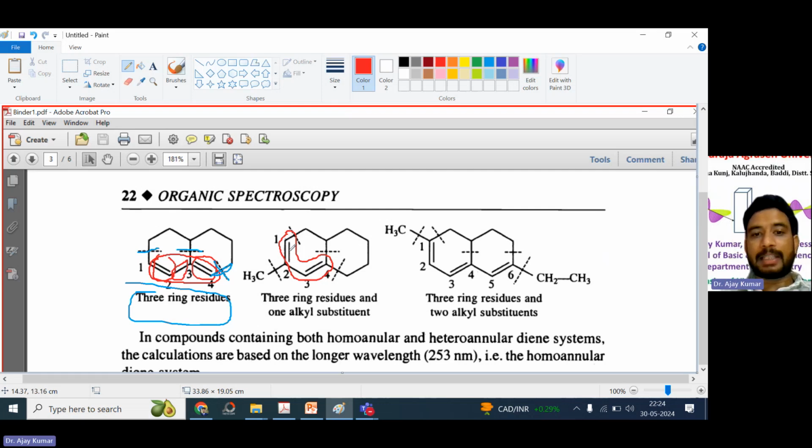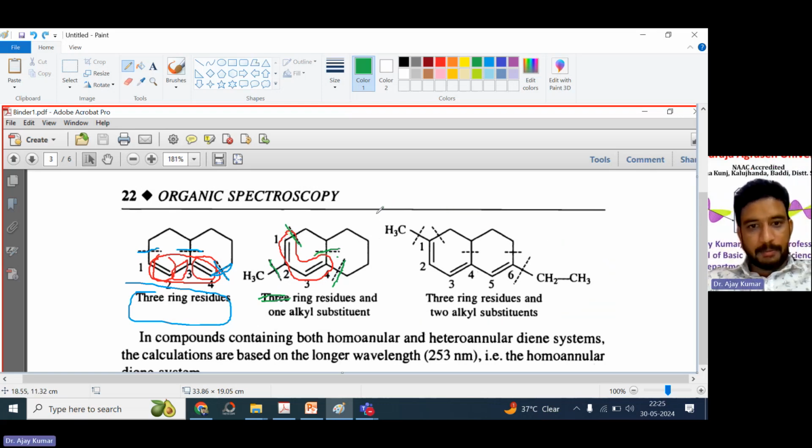The first step is we have to identify the part of conjugation. So here we have identified double, single, and double bond. Now, how much is the substitution? Here is the substitution. Here is also substitution. This CH3 is also substitution on this particular conjugation. This is also again substitution. So here 1, 2, 3, and 4. This is 4 ring residues and 1 alkyl substituent. Here 3 are ring residues and 1 alkyl substitution. So total are 5. Okay, so moving to the next example.